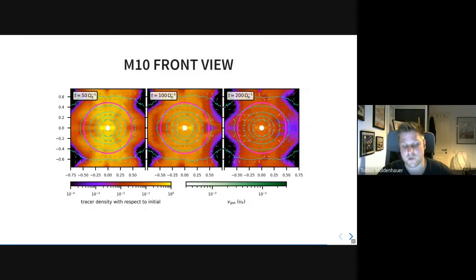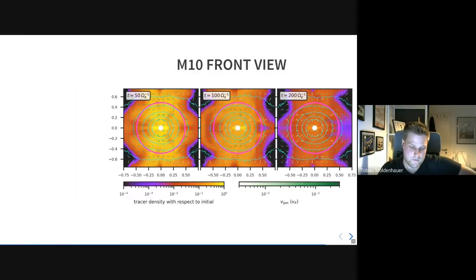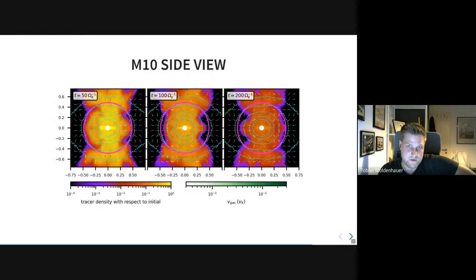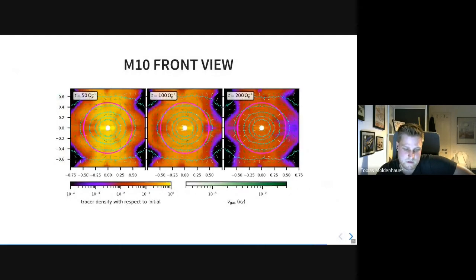So now there's also the front view of the 10 Earth mass simulation. And as you can see here, the effect of the tidal forces of the star is even more pronounced. If we compare the side view to the front view, we can see that here it's much more elliptical because it's stretched in the x direction, which is the direction that points away from the star, and this is just due to the tidal forces of the star.